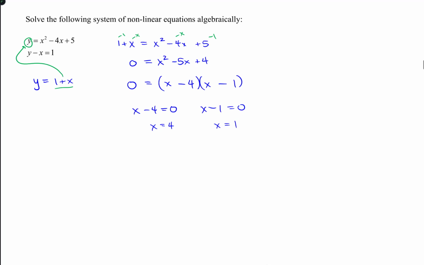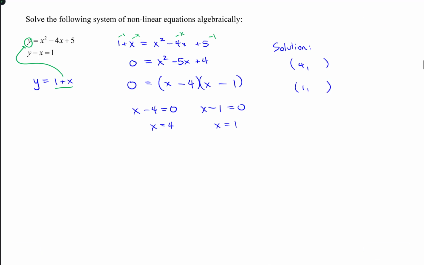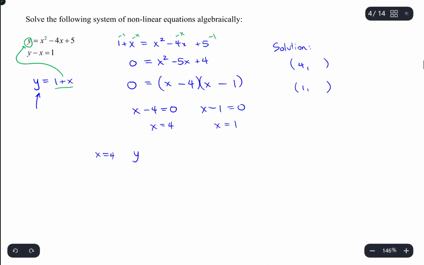But I still need to get the y coordinates because when I answer with my solutions, I need to answer as a coordinate pair. So it's going to be 4 something and 1 something. To determine what that is, I can go back to either equation. So it's usually best to just go back to the easier of the two, which is going to be this linear one. So the y, let's say when x equals 4, then the y is going to be 1 plus 4, which is 5. So the first solution that I've got is 4, 5.